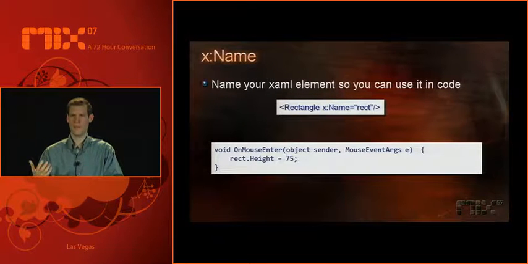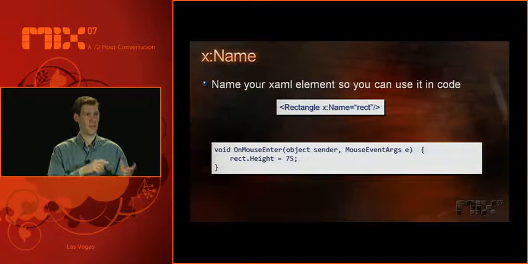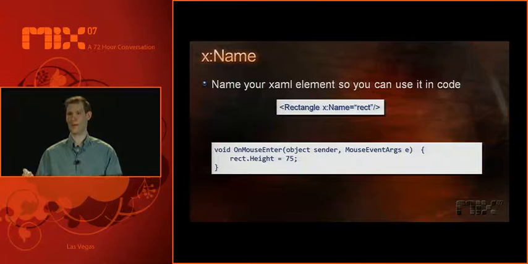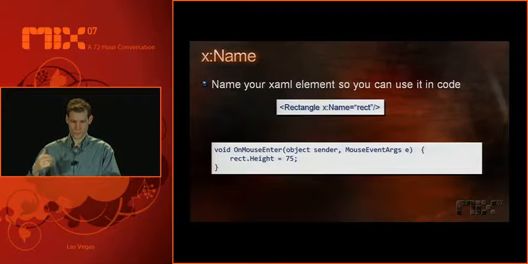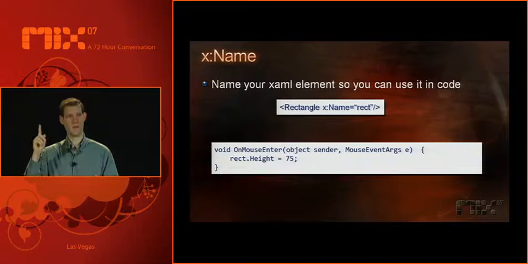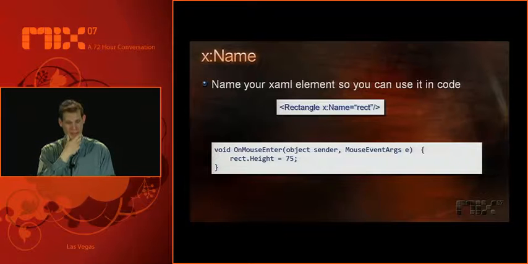When you're doing the event handlers, a really useful thing is to be able to refer to the elements you have in XAML so you can manipulate them, set a background or a height or whatever else. All you have to do is set an x:name on that element. So x:name equals rect just allows us to write rect.Height equals 75. Because we put that x:name, Visual Studio knows he's talking about that element in XAML. That's what I should change.